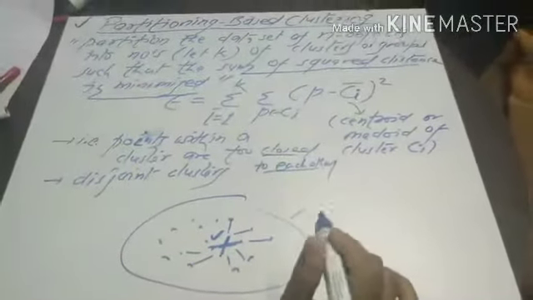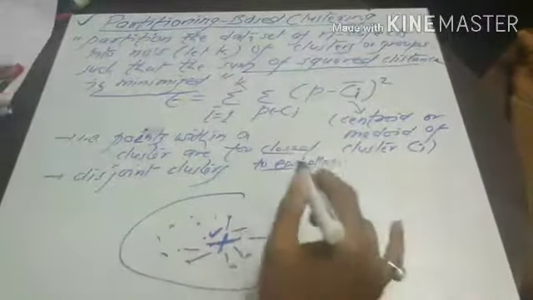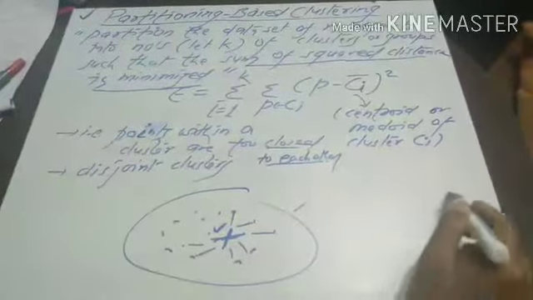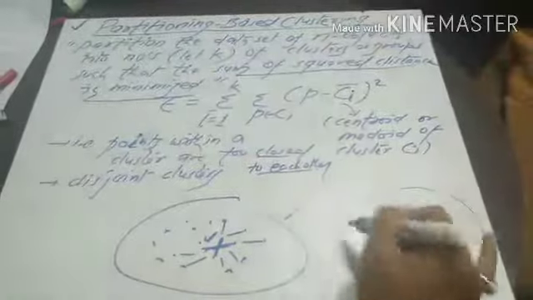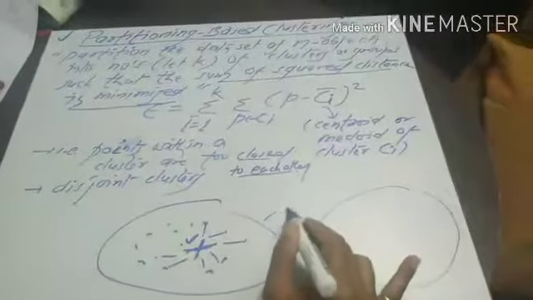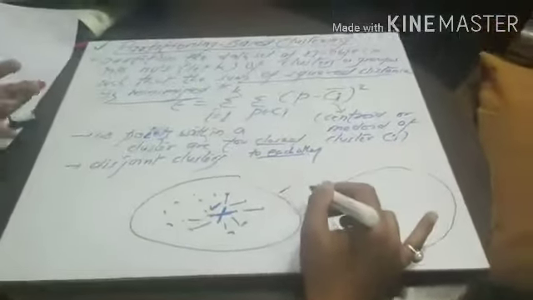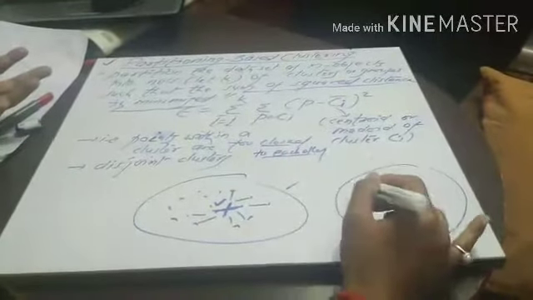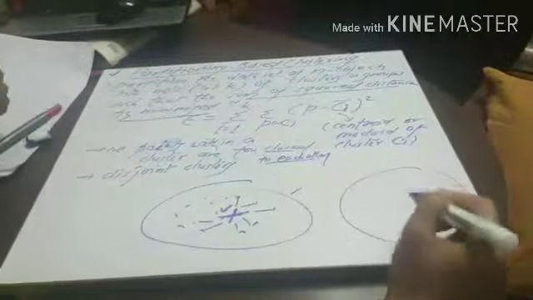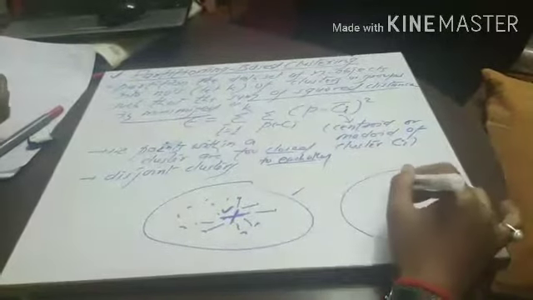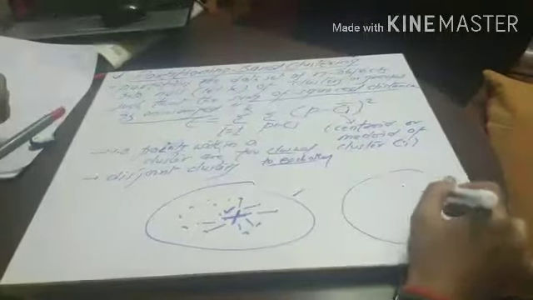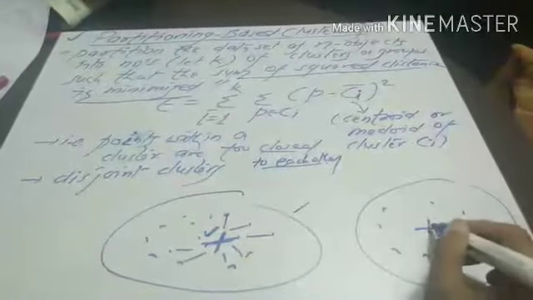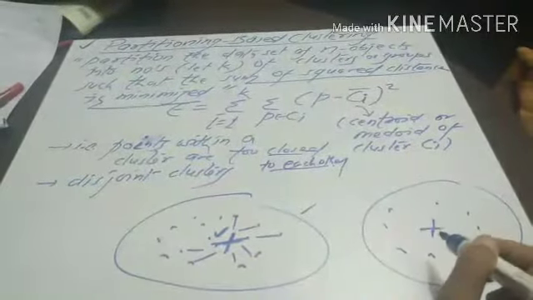Another important property is that when we partition the data objects into a number of clusters, these clusters are disjoint. That means no common point occurs in these clusters. So clusters are totally disjoint. And that is the partitioning based clustering approach.